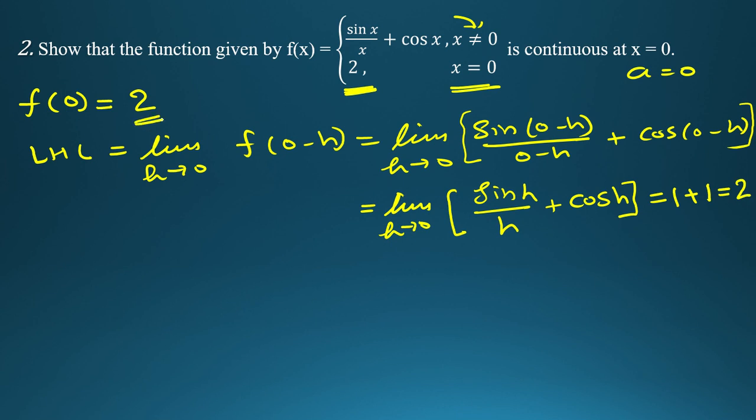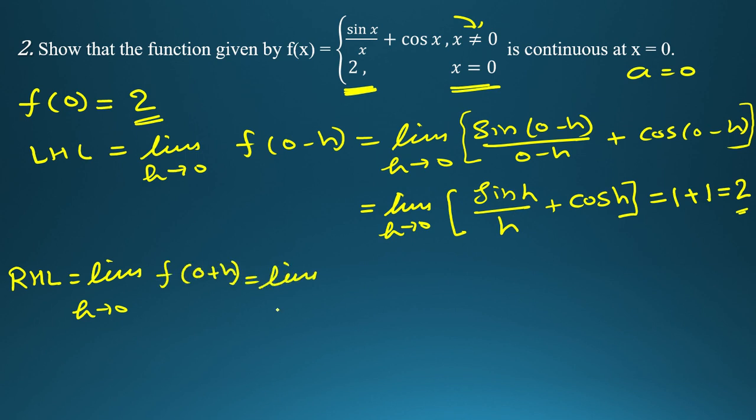Now you see f(a) and LHL are both equal. Now we'll find the RHL also. The right hand limit is limit h tends to 0 of f(0 plus h), because the value of a is 0 here.